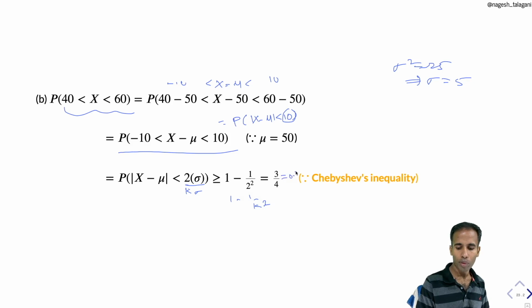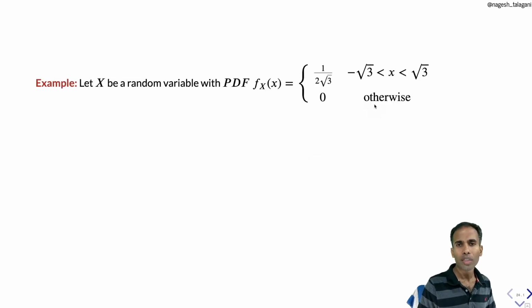So this is 0.75. We can say that the week's production will be between 40 and 60 with probability at least 0.75. So this is how we can use Chebyshev's inequality to give upper bounds or lower bounds for certain types of events. The question is how tight these bounds can be. Let's try to see this through examples.